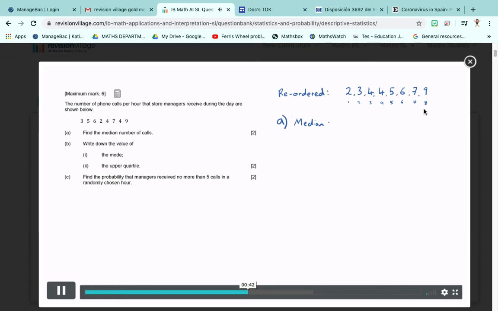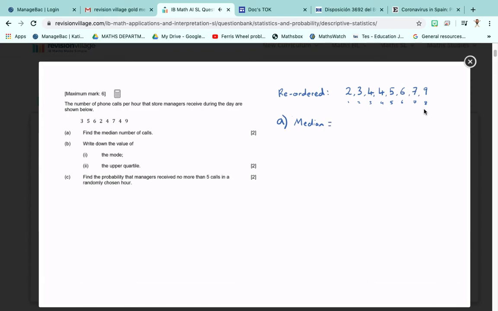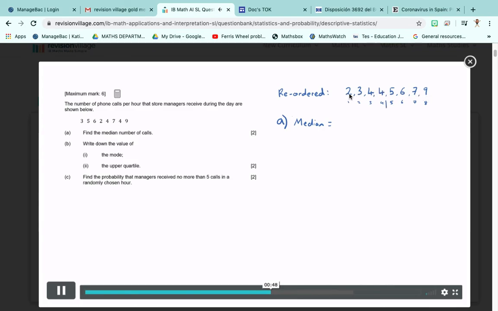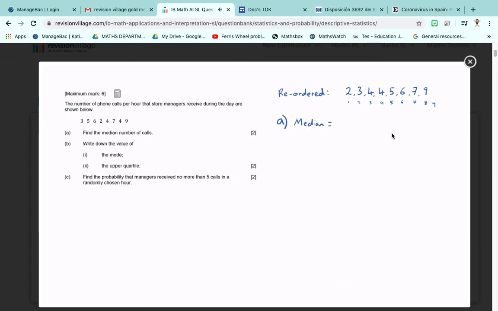Now there's specific formulas you can use to find the median. You can either cross them off one by one, and then you'll find that both the 4 and the 5, or the 4th and the 5th number, are in the middle of this set. So we need to pick a number which is halfway in between 4 and 5. This is clearly going to be 4.5.